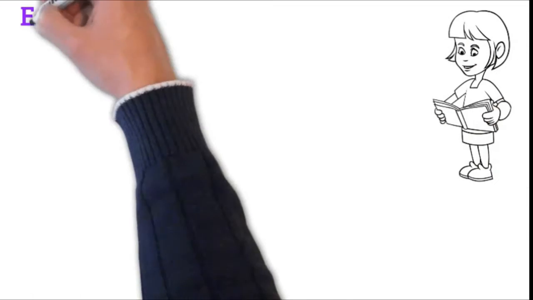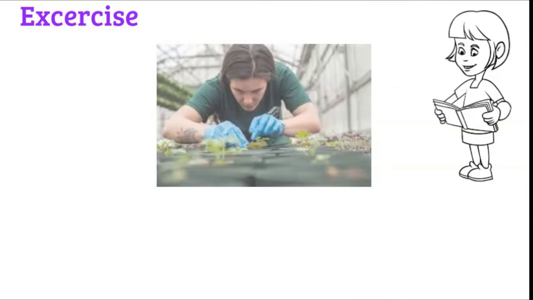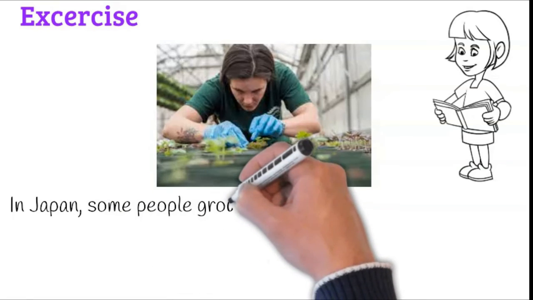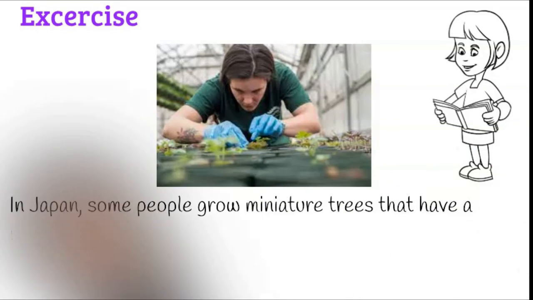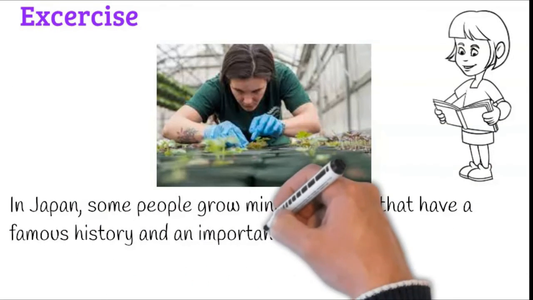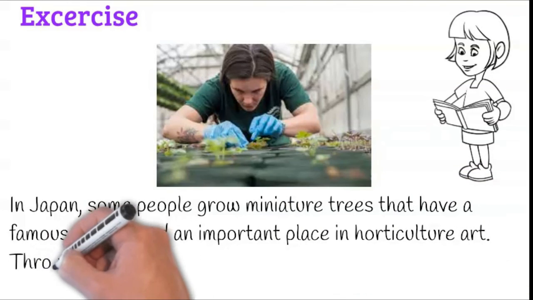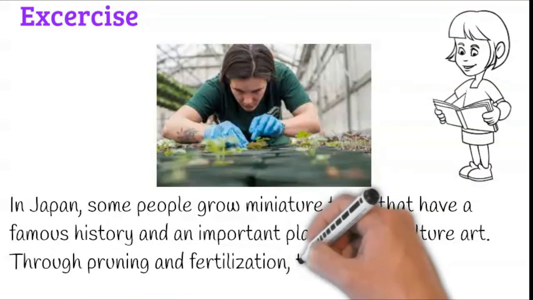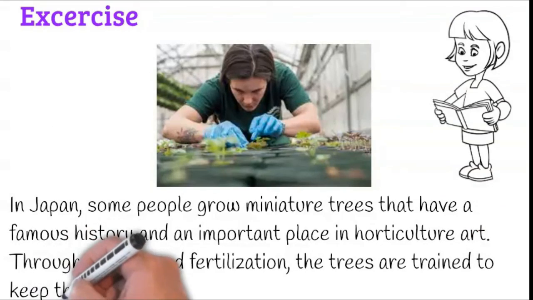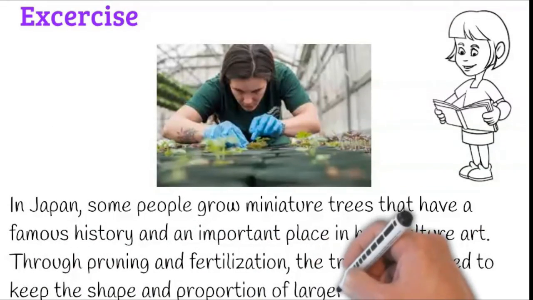Identify the articles in this sentence and comment below the answer. In Japan, some people grow miniature trees that have a famous history and an important place in horticulture art. Through pruning and fertilization, the trees are trained to keep the shape and proportion of larger trees.